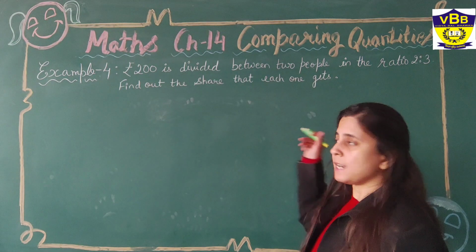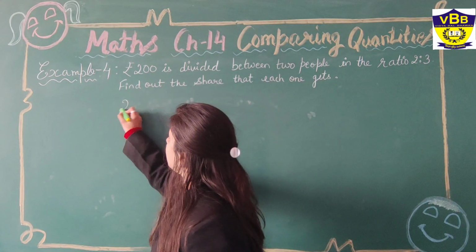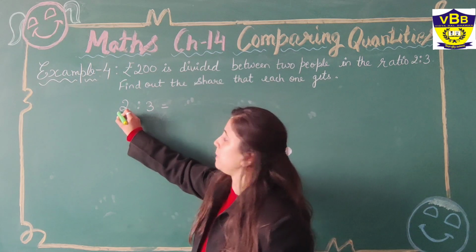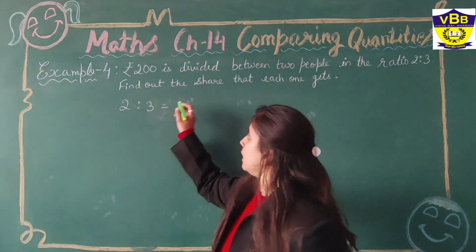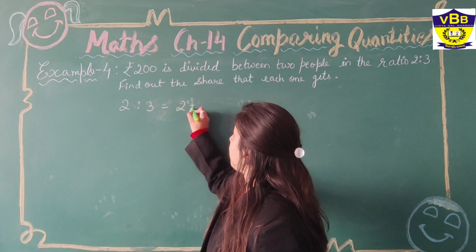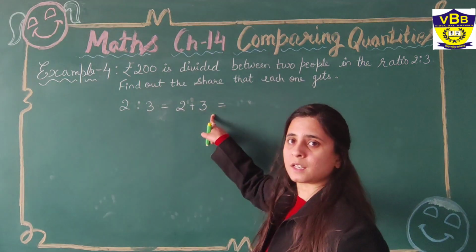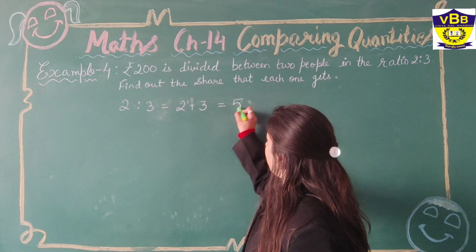Now, the ratio is all about distribution of parts. It is being distributed into 2:3. That means the total number of parts in which the distribution has been done will be 2 plus 3 is equal to 5.